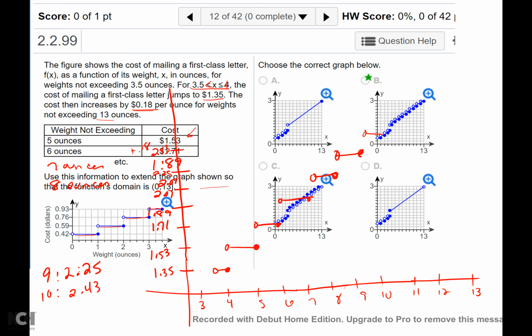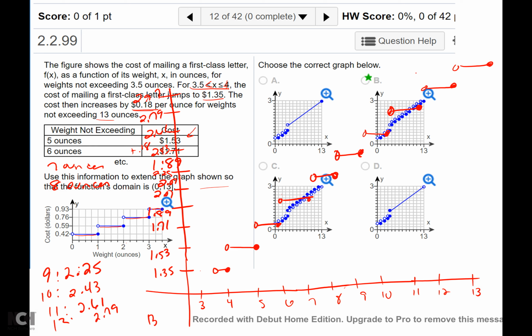9 to 10, open, closed, and then up to 11 ounces, add 18 cents, is going to be $2.61. So $2.61 is going to be from 10 to 11, open, closed. Up to 12, add another 18 cents, and you get $2.79. So from 11 to 12, you're going to have open, closed, and then up to 13 ounces is going to be another 18 cents. That's going to be $2.97, which will go from here to here.